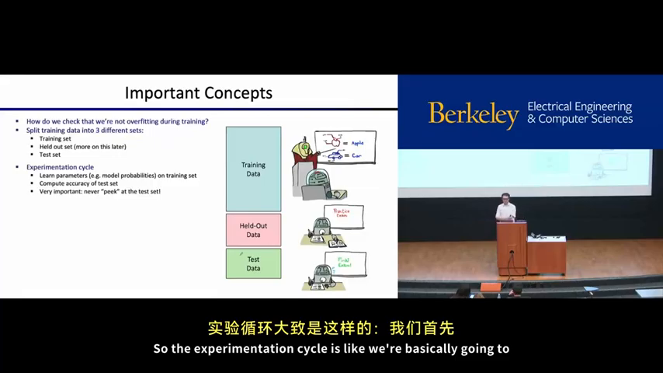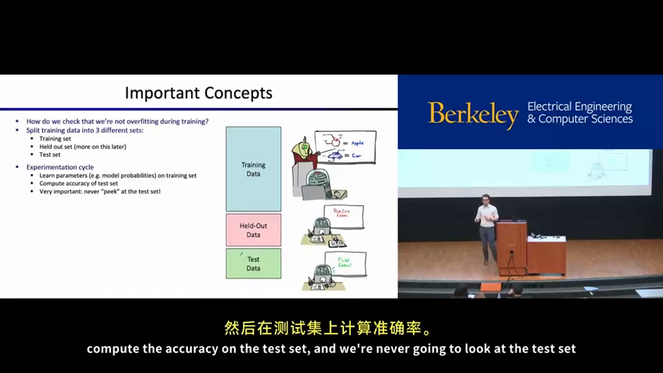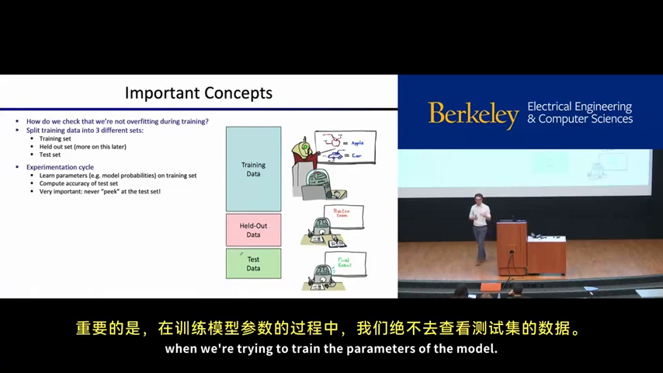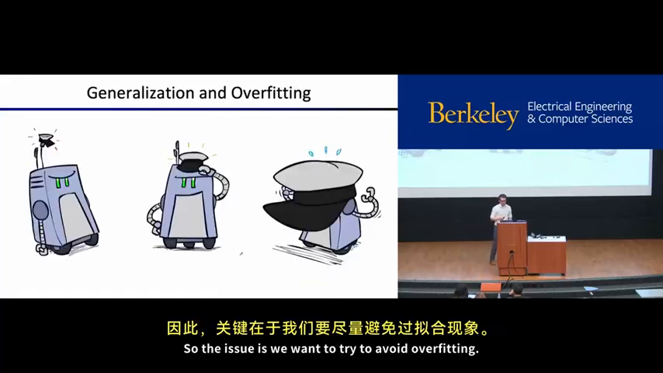So the experimentation cycle is that we're basically going to learn the parameters of the model based on the training set, compute the accuracy on the test set, and we're never going to look at the test set when we're trying to train the parameters of the model. We're not going to use that data to learn the model. All right. So the issue is we want to try to avoid overfitting.